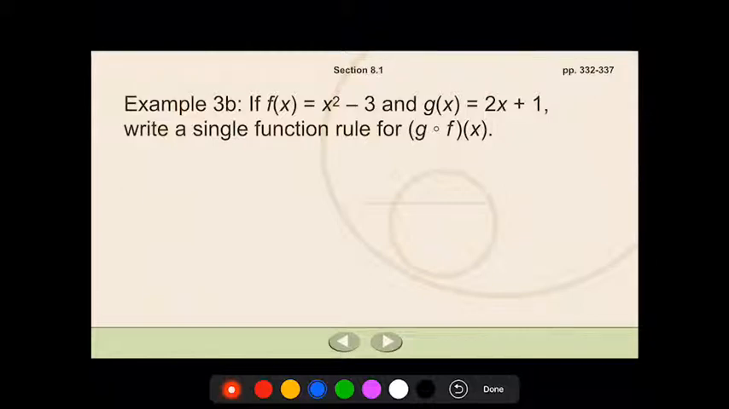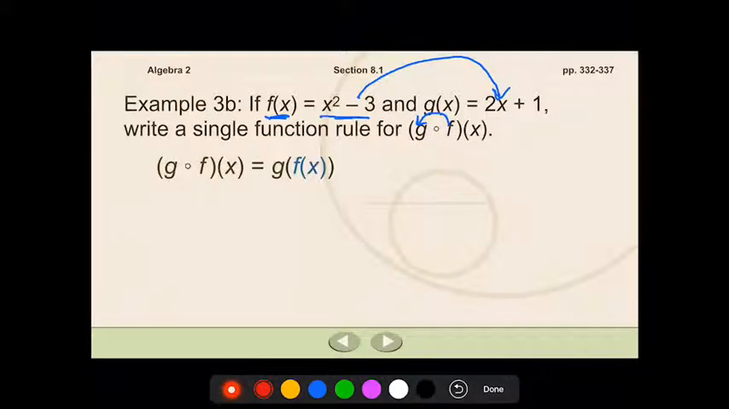Instead of saying f of g of x, it says g of f of x. So hopefully, if you remember this, this simply means I take the f function and plug it into the g of x function. So here's the f function, x squared minus 3. So I'm going to substitute that value in the g function where it says x. You always take the second one and plug it into the first one. That's the rule, okay? So they rewrite it as g of f of x is equal to g of f of x. It's the same thing.